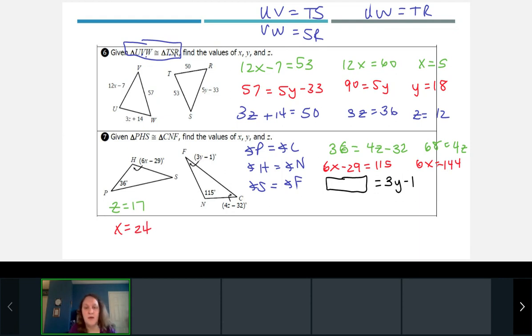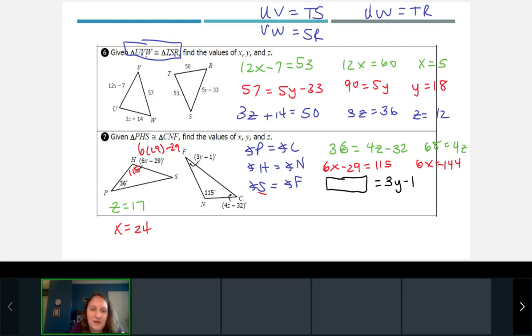And now for y. In order to solve for y, I need to know what angle S is. In the original picture, I can take that 24 and plug it in for x, 6 times 24 minus 29. Or we know that H and N have to be congruent, so I already know this is 115. And when you plug in that 24, you'll get 115, which is fine.